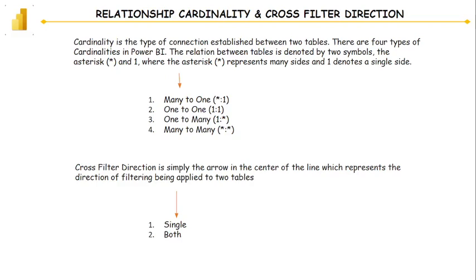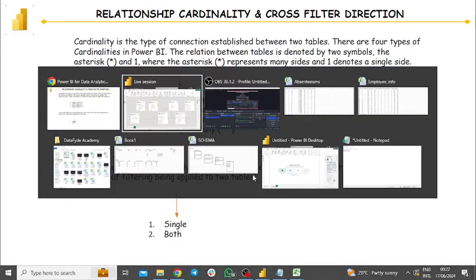But many to many, as I said, means that there are many occurrences of your primary key and also many occurrences of that primary key in your fact table. So it will be many to many, and it tends to give us unexpected results. Yeah, so let's talk about cross filtering. Cross filtering is simply the arrow in the center of the line, which represents the direction of filtering being applied to two tables. Let's go and visualize what it's saying.